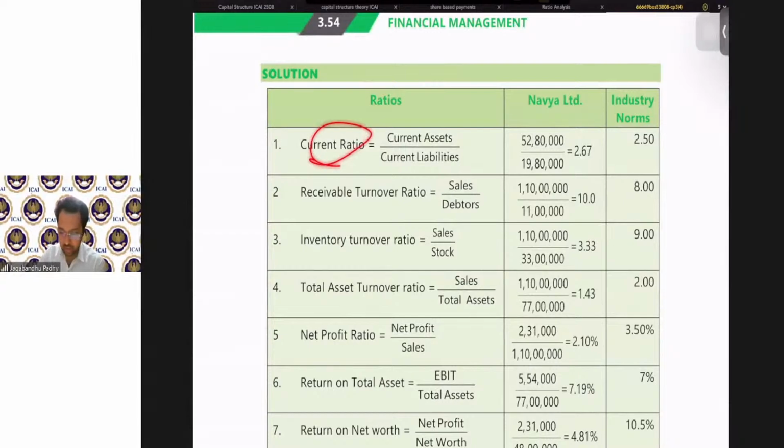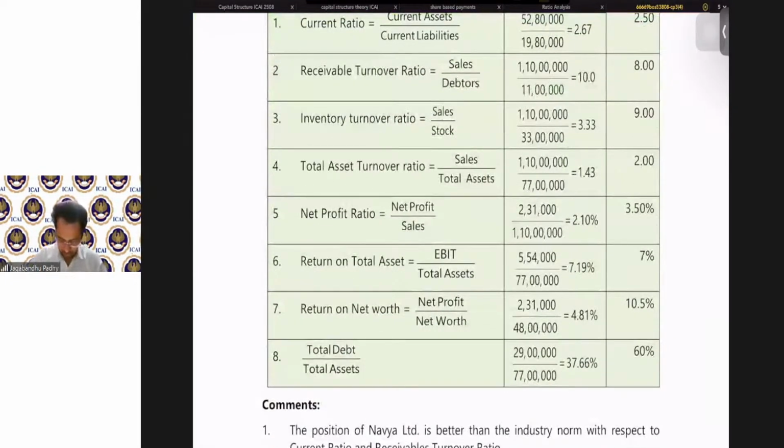For example, current ratio, we have 2.67, industry norm is 2.5. So what can be your thoughts on that? What about this current ratio? The current ratio is 2.67 and 2.5. What is the position of this Naga Limited as compared to the industry? Is it doing good? Is it doing bad?